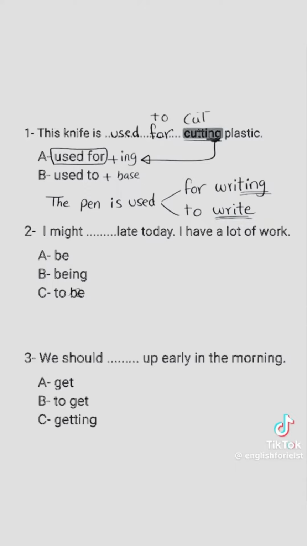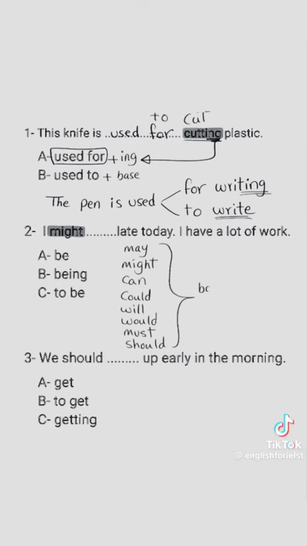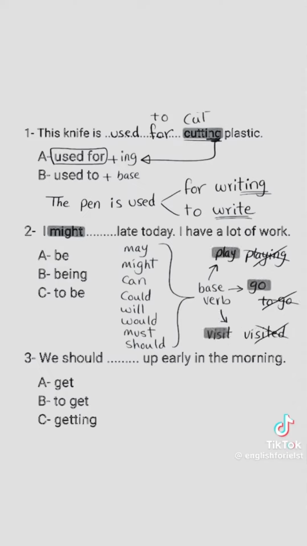Be, being, to be. Might is a modal verb. May, might, can, could, will, would, must, should. These are all modal verbs and they're followed by the base verb. Play, not playing. Go, not to go. Visit, not visited. These are the base verbs which we use after the modal verbs. So the answer here is be, not being, not to be.